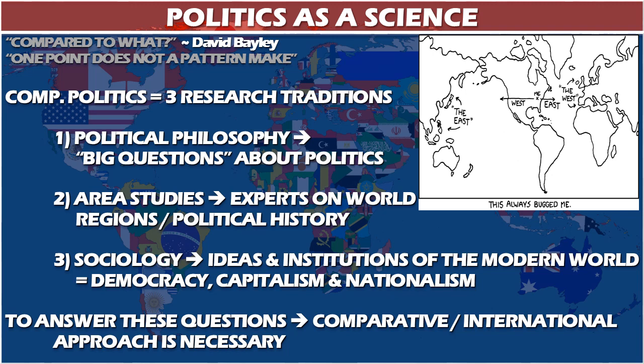The second was area studies, which meant that comparative politics came from experts on world history and particularly the political history of different countries around the world. So these are people who might know everything about Brazil, everything about Tanzania, everything about Afghanistan, and they realized that even though they studied different areas of the world, they did have some commonalities between regions, and they started to talk to each other and compare.